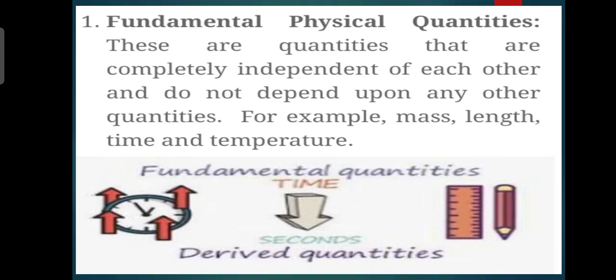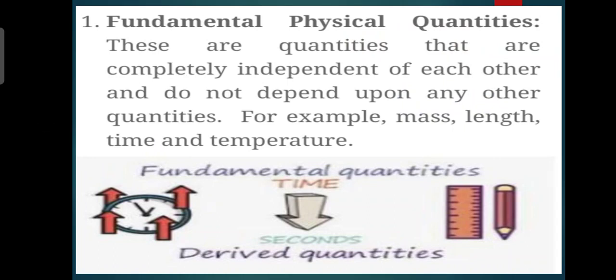sincerity, honesty, etc. of your friend. However, you can measure his height, weight, and body temperature. Thus, in the present example, the former are not physical quantities, whereas the latter are physical quantities. Physical quantities are of two types. First one, fundamental physical quantity, and second one, derived physical quantity.